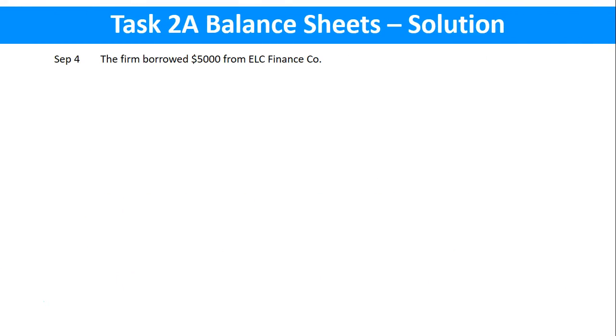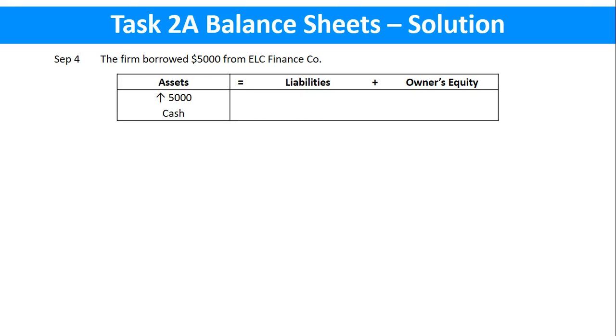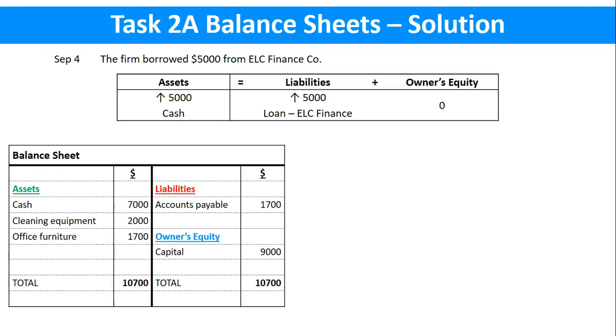September the 4th, the firm borrowed $5,000 from ELC Finance Company. Gone and got more money, so an asset called cash has gone up, but that's come with a liability or an obligation to pay the bank back, in this case ELC Finance $5,000, and there is no impact on owner's equity. Here's the balance sheet from the day before.